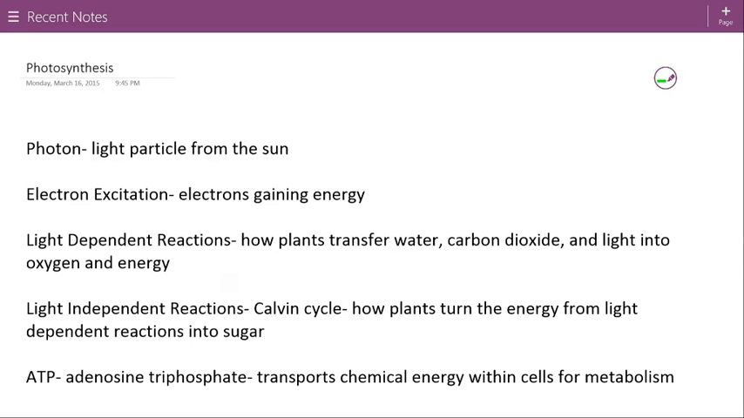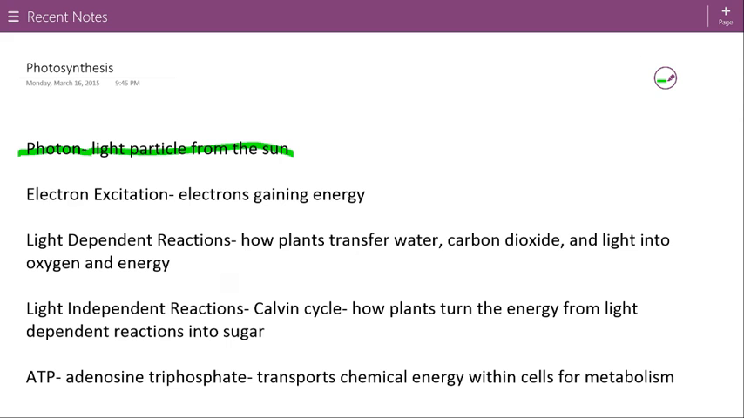Alright, so today we're going to be talking about photosynthesis, or at least the first half of photosynthesis. But before we do, we're going to talk a little bit about some of our terms. First we have our photon, and that's just going to be the light energy that's coming from the sun, and at this level, light really is behaving more as a particle than a wave. So a photon is just a light particle from the sun.